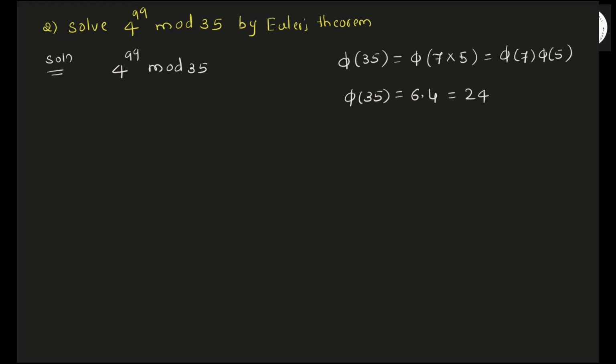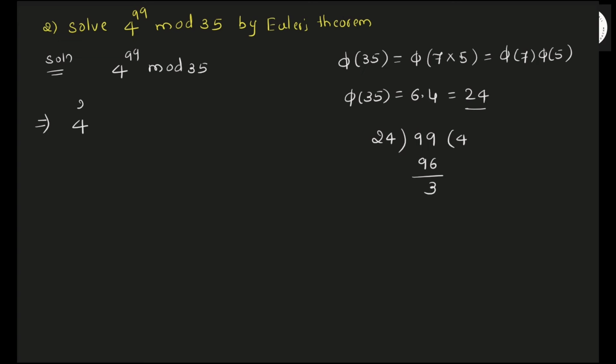Now, what is the next step? Once you get this, divide. I want to express 99 in terms of this totient number. So 24 divides 99. 24 into 4 is 96, and the remainder is 3.